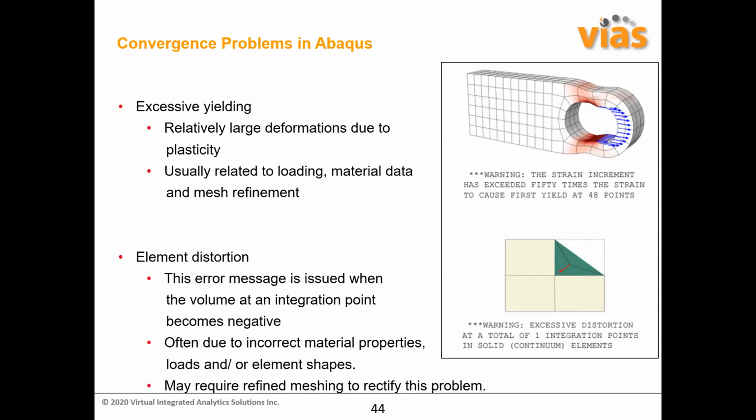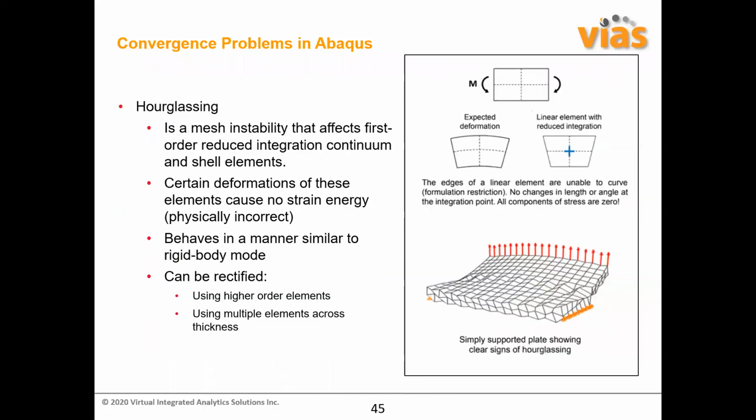So the way to get around it is to do the partitioning, and you want to do the refined meshing. Also, the element distortion may happen due to incorrect material properties, loads, and/or element shapes. So these are the typical causes. These slides basically lead you to where to look, and also to take a look at the STA files and the message files to make sure what is going on here. Those files give you the spot messages. I will come back to that.